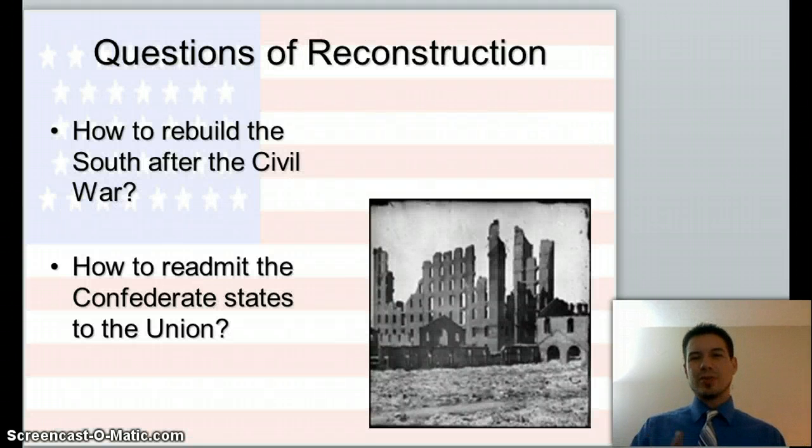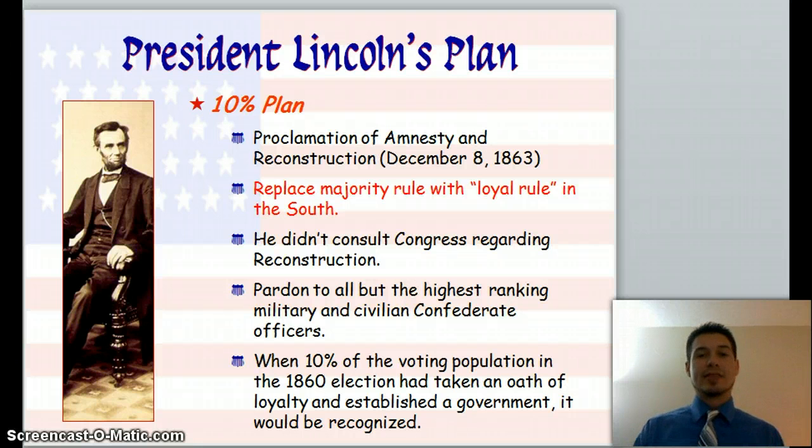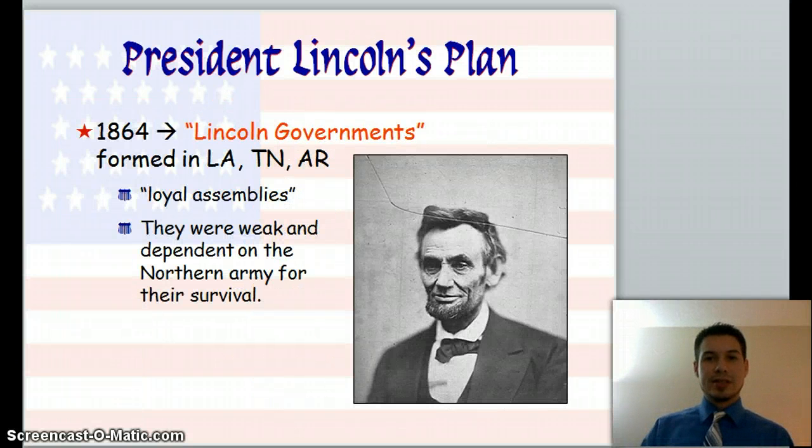Now, the question we're going to go over is how do you rebuild the South after the Civil War? How do you readmit these Confederate states into the Union? President Lincoln said, "I have a 10% plan and it should work." He's basically going to replace the majority rule of different states with loyal rule, people who are loyal to the Union. This will make sure that no more insurrections occur. They call it the Lincoln governments. He does it in Louisiana, Tennessee, and Arkansas. And again, they're labeled loyal assemblies. They're weak though. It's really the northern armies that help protect them, because they are very weak.